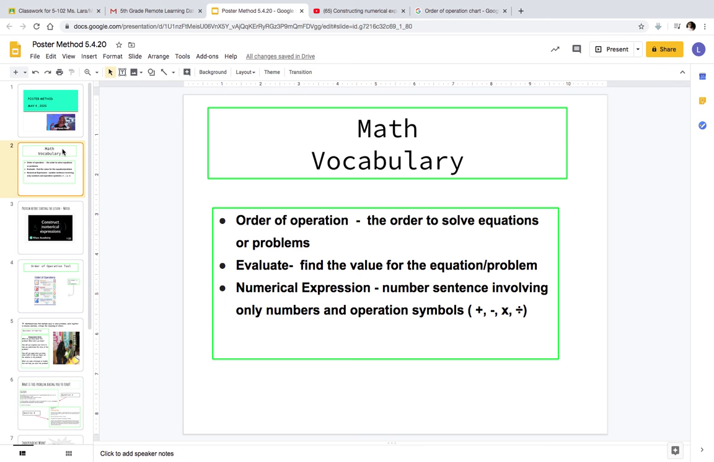The next is numerical expression. Numerical expression means you need to write a number sentence that involves only numbers and operation symbols. And as you can see, I've written the operation symbols that we've used this year, which is addition, subtraction, multiplication, and division. Okay, so you need to know where to insert your multiplication, your addition, your subtraction, or division in your numerical expression. Okay?